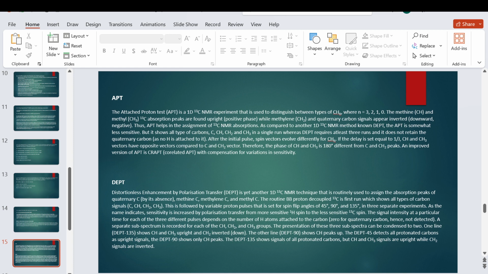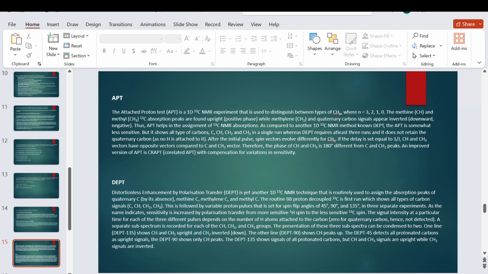About APT, attached proton test. It is a 1D carbon-13 NMR technique. It is used to distinguish between various types of carbons. CHn, where n is equal to 3 methyl, 2 methylene, 1 methine, 0 are quaternary carbon. Methine CH and methyl CH3 carbon signals are found upright, positive phase, while methylene and quaternary carbon signals appear inverted, downward, negative phase.